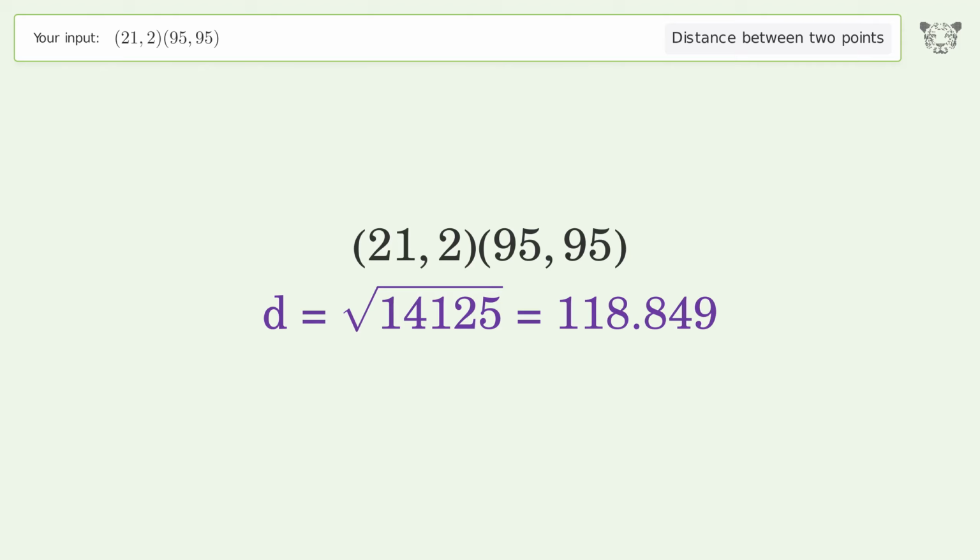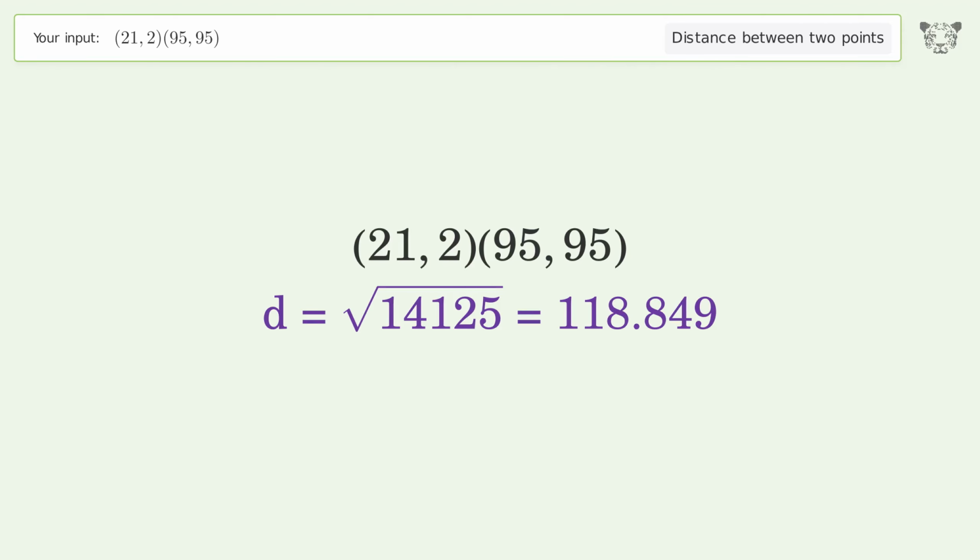You ask Tiger to calculate. This deals with the distance between 2 points. The distance between the 2 points is the square root of 14,125 or 118.849. Let's solve it step by step. Plot the 2 points and calculate the distance using the formula.